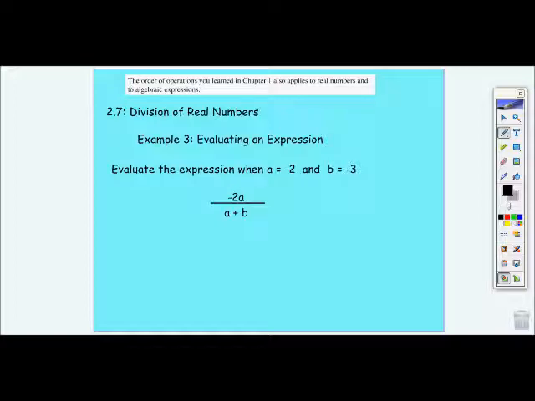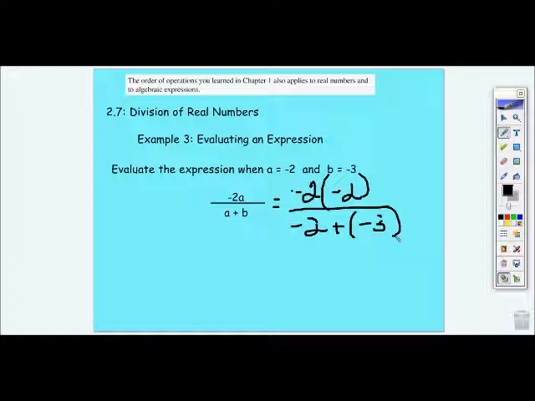So this time we're going to evaluate an expression, so we have some substitution to do. So negative 2a over a plus b. Let's just do the substitution first, and I'm going to do it just right next to it first. So negative 2, my a is negative 2, and that's going to be all over a plus b, so negative 2, they're trying to mess you up with the different operations here, plus a negative 3. Seeing if they can mix you up with your rules.